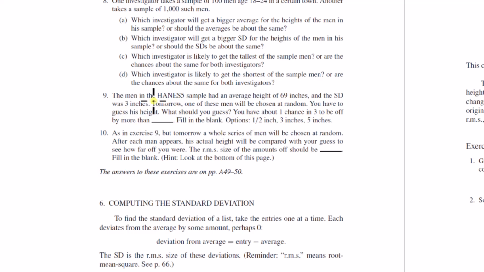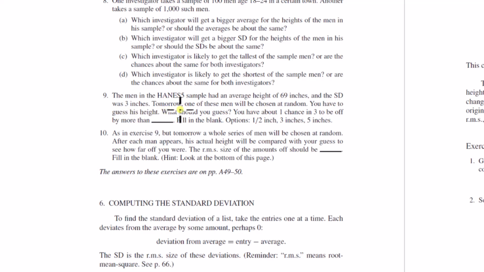Okay, so let's make sure we understand what they're asking. The men in the Haynes 5 sample, which was the 0304 sample, had an average height of 69 inches, and the standard deviation was 3 inches. So of the full list of men, if you take all their heights from the Haynes 5, of all the men, any age, the average was 69 inches, and the standard deviation was 3.